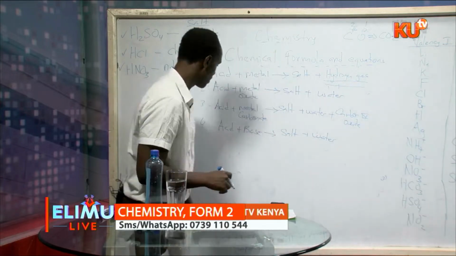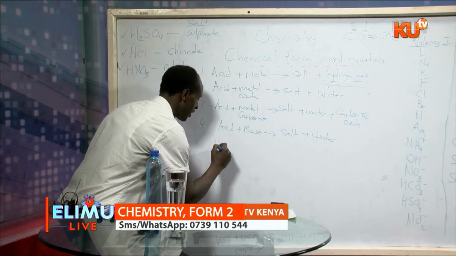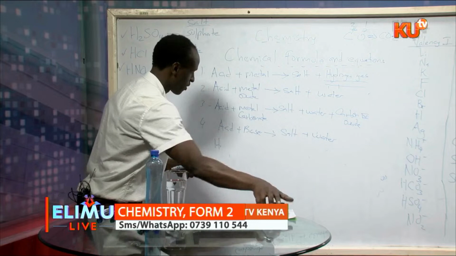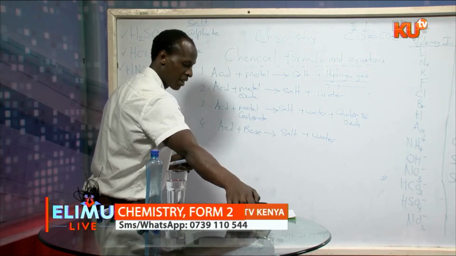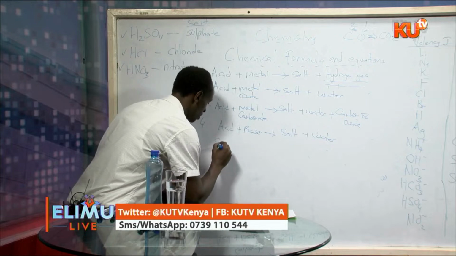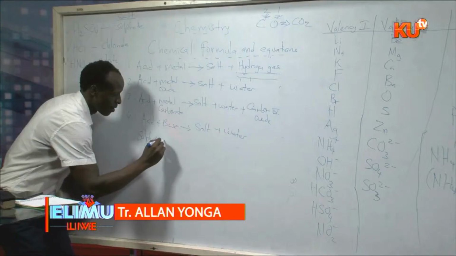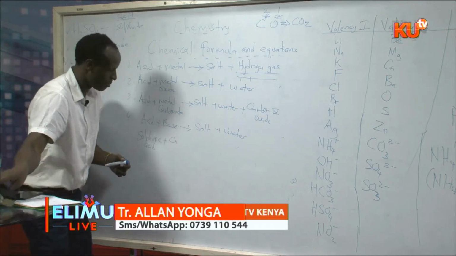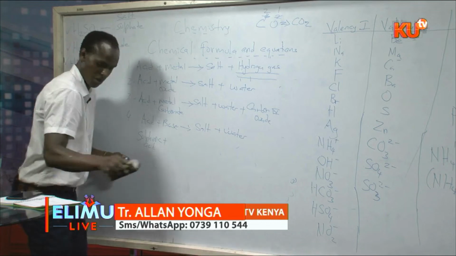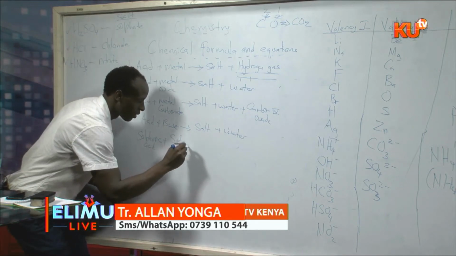So let me take an acid and a base. We have sulfuric acid, and we take a base like calcium hydroxide. So sulfuric acid plus sodium hydroxide. Let me use sodium hydroxide, not calcium hydroxide. Sodium hydroxide.